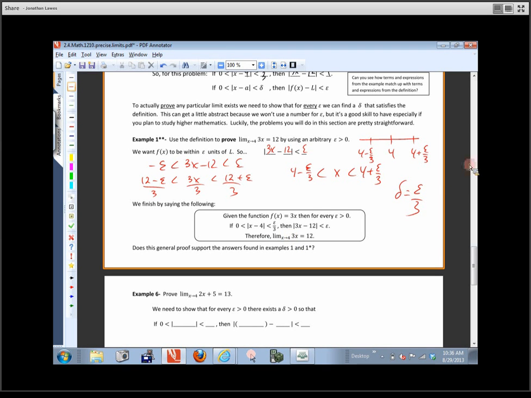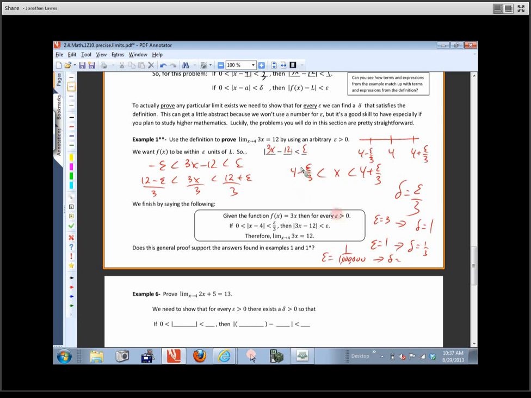So, does that support the answers that we got in those previous examples? When epsilon is 3, what would you get for delta? You'd get 1. And isn't that what we got in our first example? If epsilon is 1, what would you get for delta? You'd get 1/3. So if we said epsilon was, let's say, one millionth, what would delta be? Yep, that number divided by 3, which would be 1/3 millionth. It would be 1/3 of whatever epsilon was. Does that make sense? Okay, do you see why this is better?